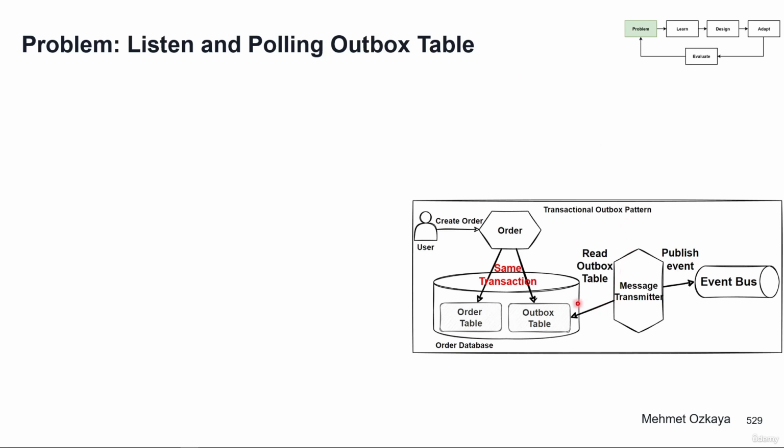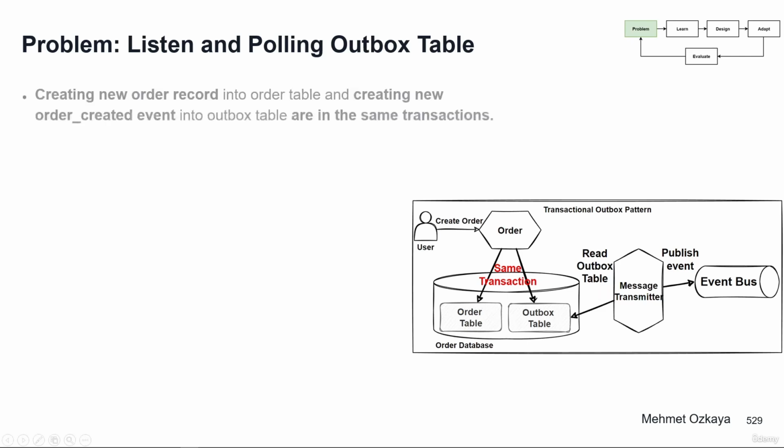Because when we separate the table and the event bus, there is a new service called the message transmitter, which should read the outbox table at regular intervals, and this is a problem. Creating a new order record in the order table and creating a new order created event in the outbox table happen in the same transaction. If one of the processes fails, the whole operation is rolled back, following the ACID principles. So this is the benefit of the transactional outbox pattern.